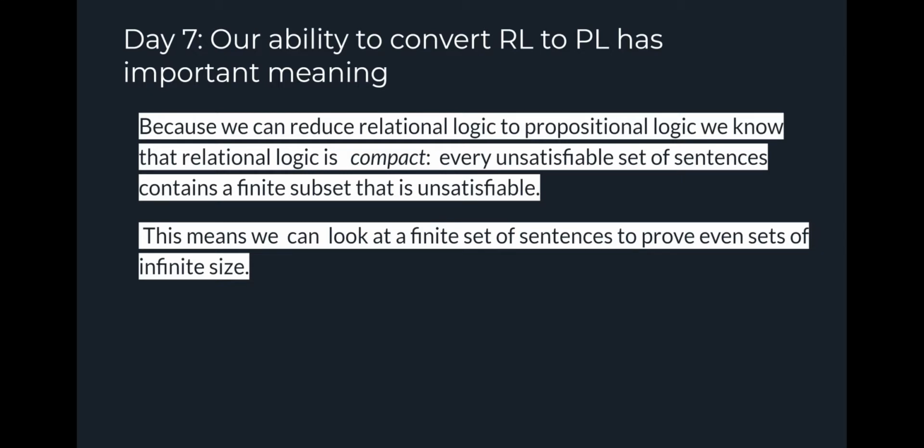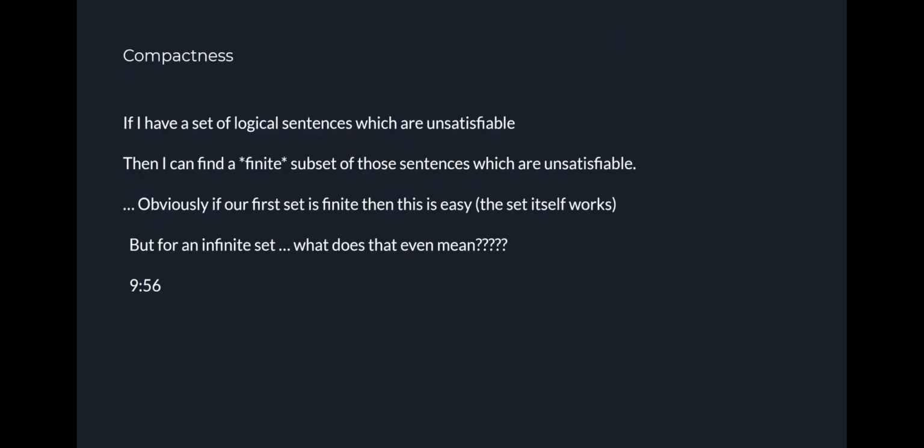And so that means that since we have equivalence between relational logic and propositional logic, relational logic is compact. And that means that even if we have an infinite set of sentences that are unsatisfiable, to prove that they are unsatisfiable, there is some finite set that we can break off and just show that it is unsatisfiable. We always know that that finite set is there somewhere when we have compactness. And so that's what we're saying here as well.